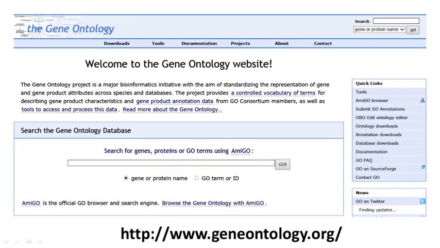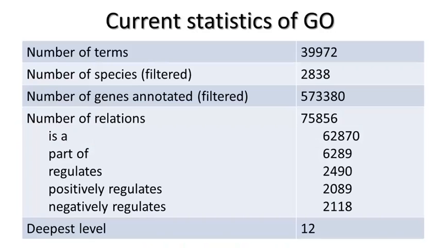Gene Ontology is a very useful resource. All the data is freely available online at this website. As of December 2013, Gene Ontology has about 40,000 terms, covering 2,800 species, with over 573,000 genes annotated. The Gene Ontology defines about 76,000 relationships, 83% of which are is-a relationships, 8% part-of relations, and the remaining 9% regulations. The deepest branch has 12 levels.